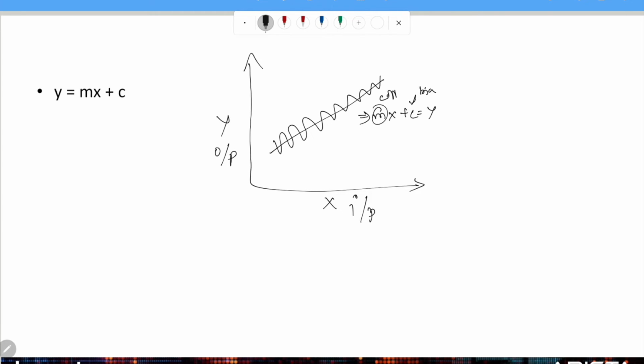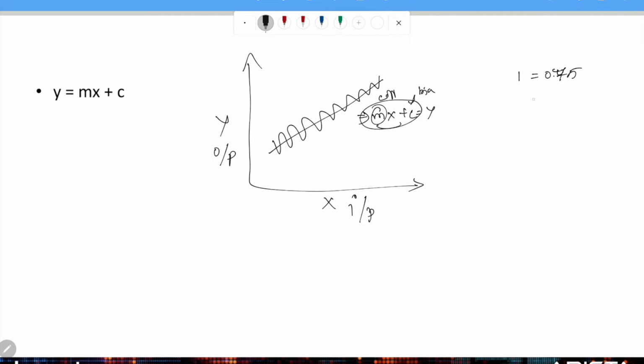Let's say you want to predict 1, and mx plus c gave you 0.75. So the error will be 1 minus 0.75, equal to 0.25. This is your error, and it should be rectified. So this is how the learning actually happens for every row in it.